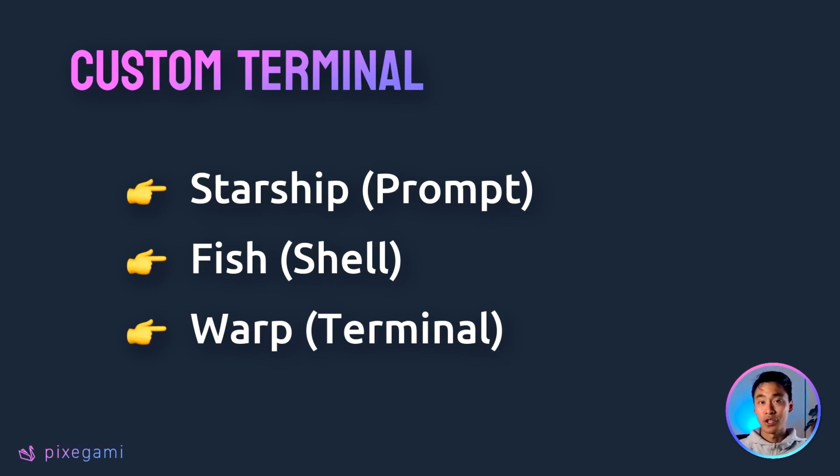Fish is the terminal shell itself. So that would replace something like bash or z shell. And that's where I get the auto suggestions and autocomplete and syntax highlighting from. And Warp is the actual terminal app that gives us the nice editing experience. It also gives us container tabs and a bunch of other things that I actually haven't tried out yet.